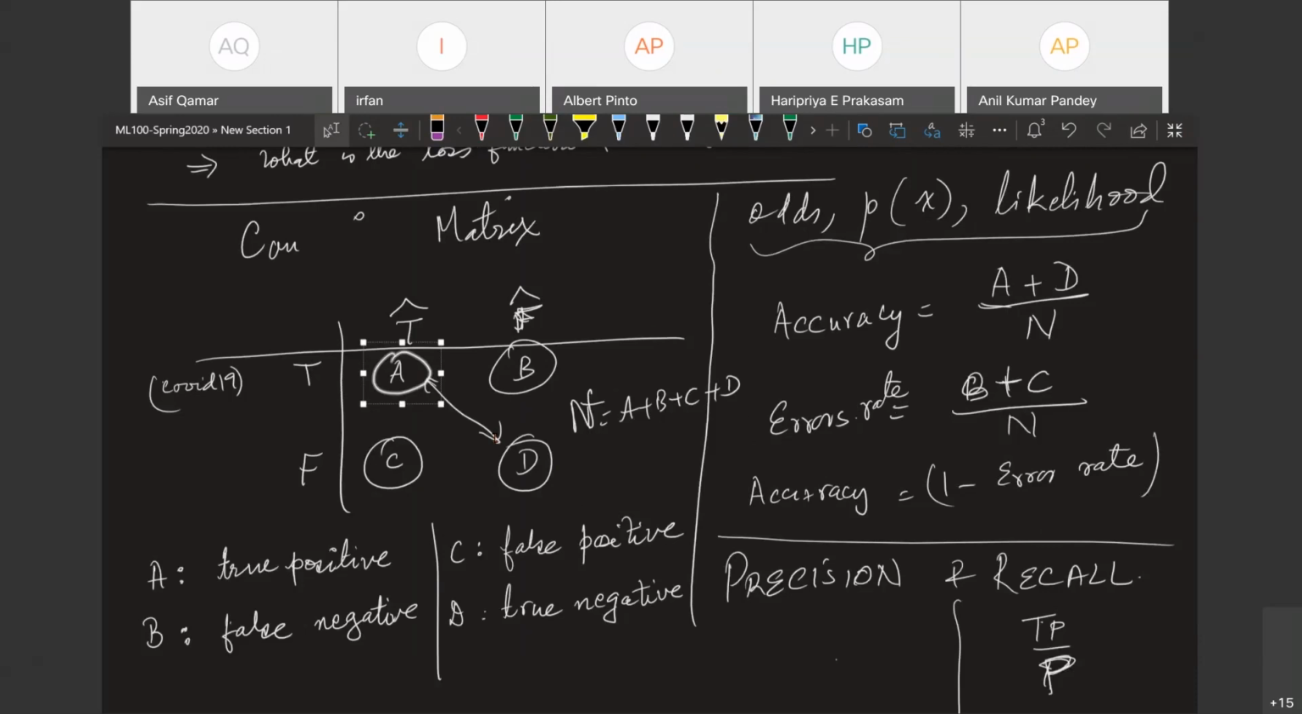Does that make sense, guys? The definition of recall is true positive over positive, so it is A over A plus B in this picture. Am I making sense, guys? So is recall good or bad? Good recall is very good. The better the recall, the fewer false negatives you have, isn't it?